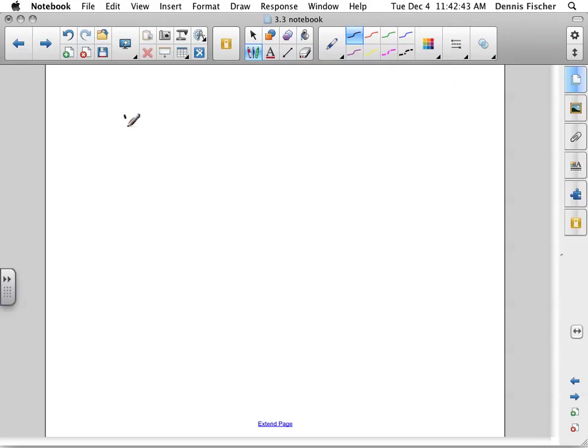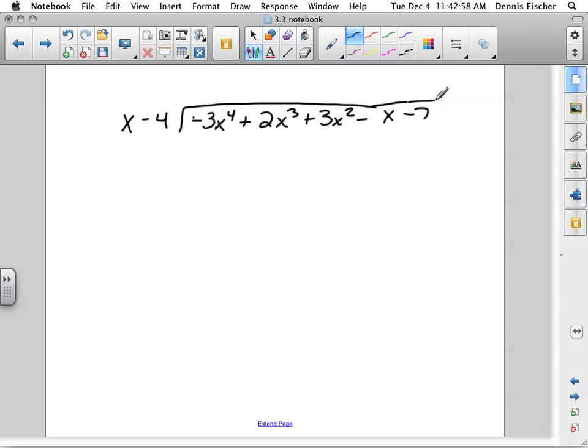How about this one? How about x minus 4 into negative 3x to the 4th plus 2x cubed plus 3x squared minus x minus 7. Did you just make that up off the top of your head?